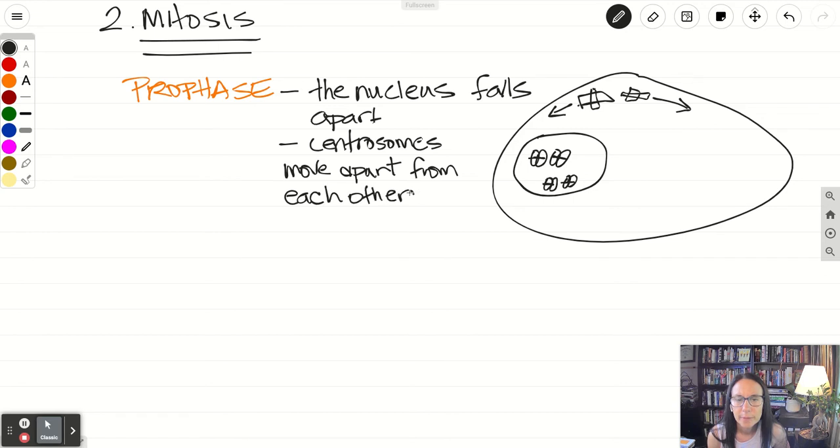Okay, that's what happens in prophase. And so to draw this nucleus falling apart, I'm going to draw it like this. So this is going to be like holes in it. So it degrades and it goes away.